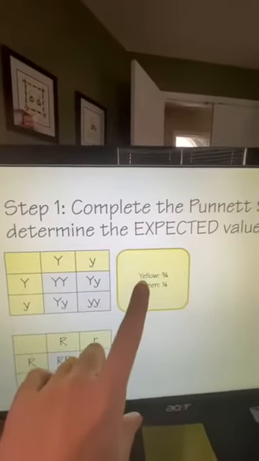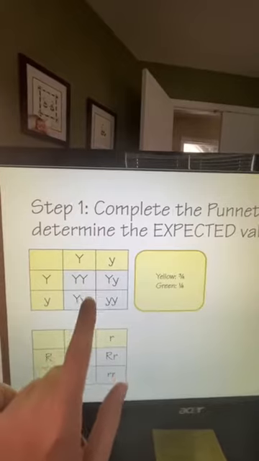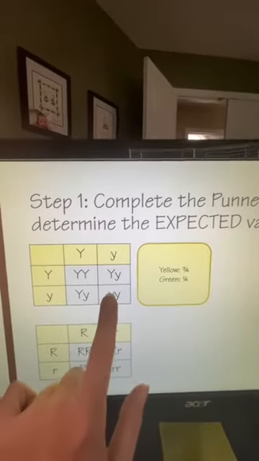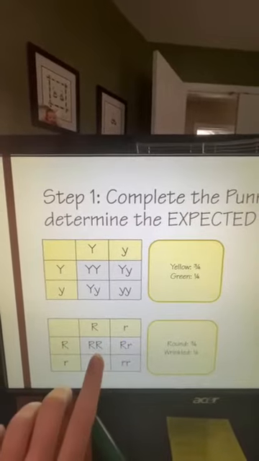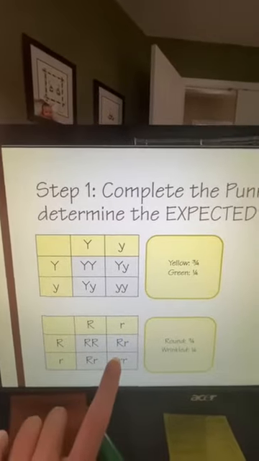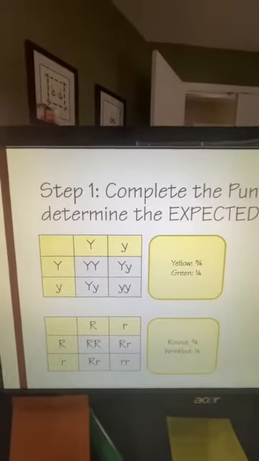When we do that cross, we see that 3/4 of them are going to be yellow. These three right here are all yellow, and this one right here is green. If we did this cross down here, we would find that 3/4 of them are round and 1/4 are wrinkled. Well, we're not done. We need to figure out how many of them have the two traits. How many are yellow round? How many are green round? How many are yellow wrinkled? And how many are green wrinkled? I missed one, but you know what I'm following.